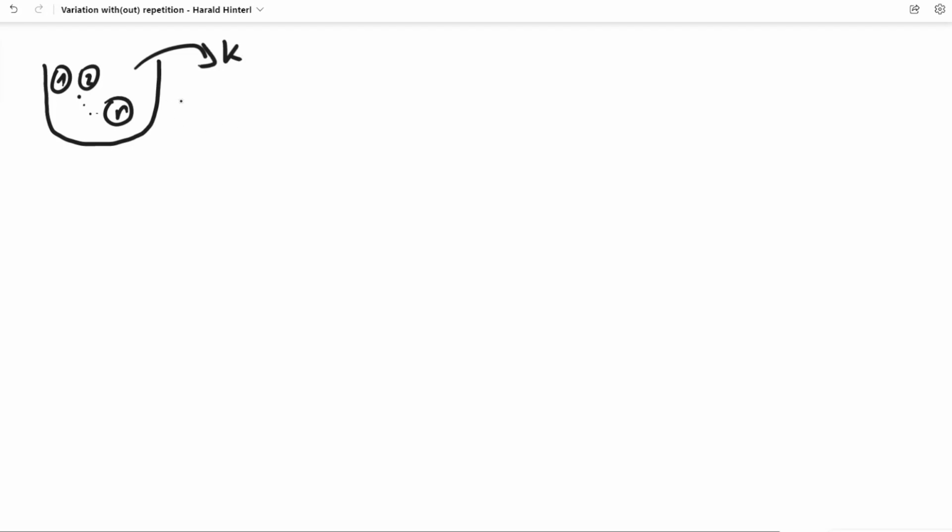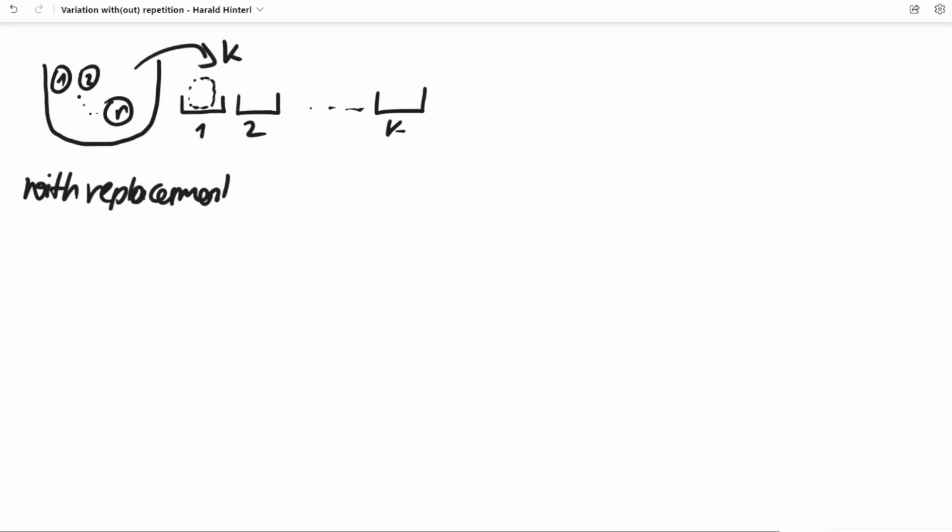The ordering is important, so we say, okay, there is the first place, the second place, the third one until the kth place. So on the first place, the first ball is drawn. So here is the first ball, and so on. So we have to distinguish two cases. The first case is with replacement or with repetition.